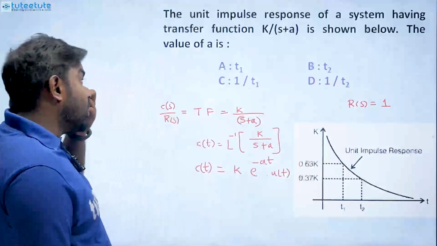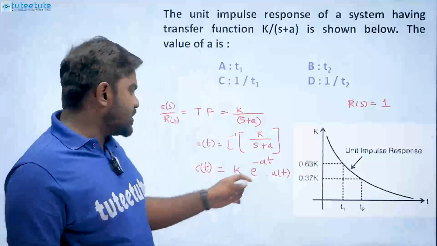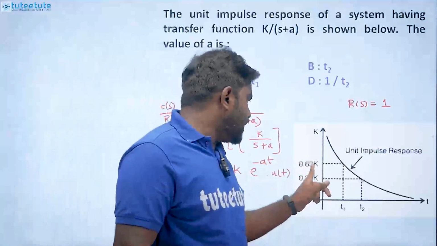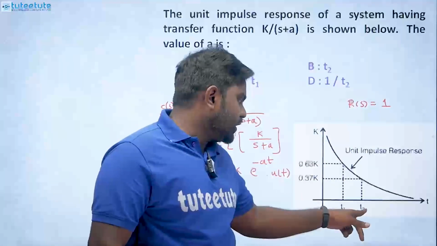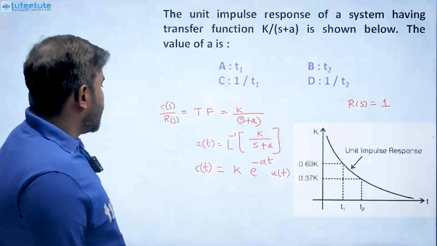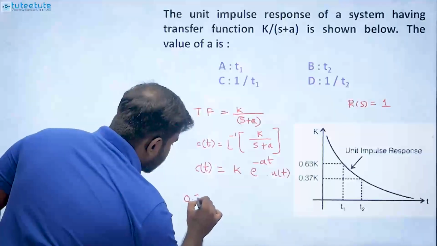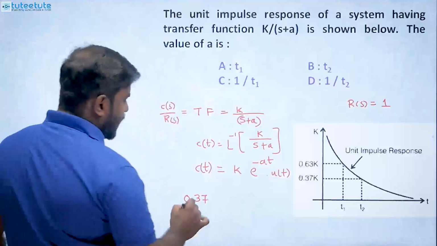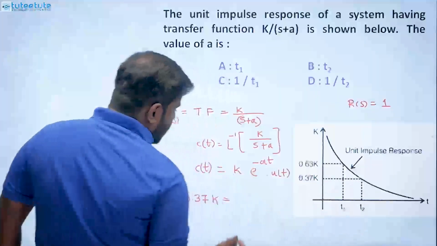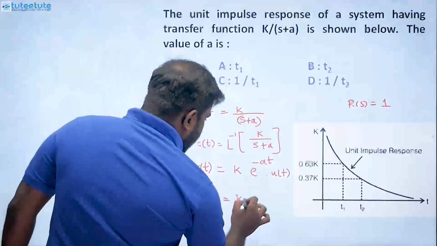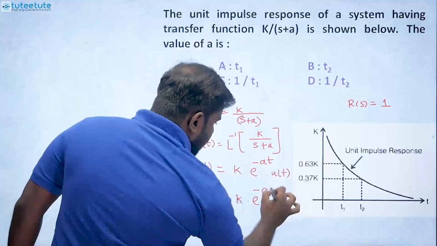Now let's check it out. We have to find the value of A. So two parameters are given. At a time T1, 0.63 K is there. At 0.37 we have T2 here. So we can substitute this value over here. So 0.37 K will be the response value when time equals T2. K into e raised to minus A T2.